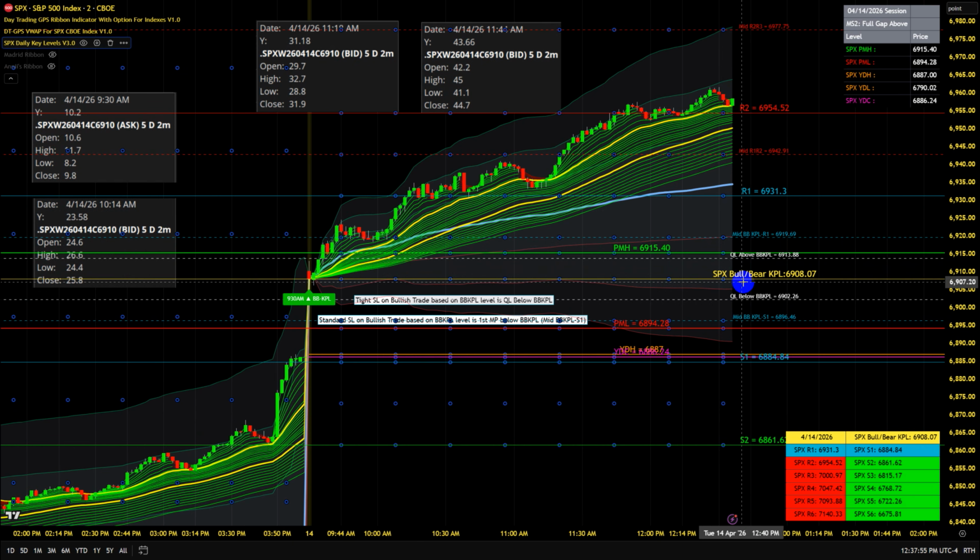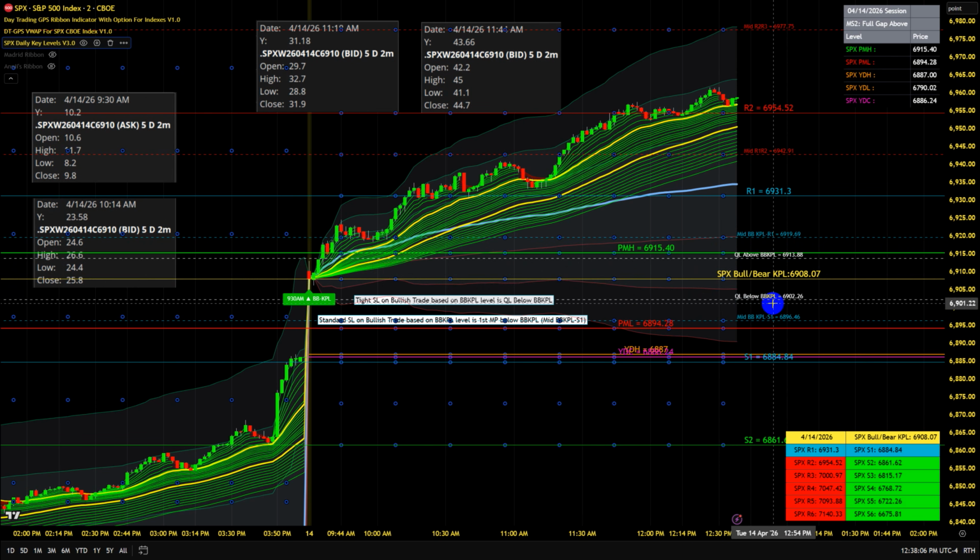On a bullish trade from the bull bear key price level, the tight stop loss, if you prefer using tight stop losses, is going to be the QL below the level we're basing the trade off of, in this case BBKPL. So that's QL below BBKPL. If you use a standard stop loss, it's the first midpoint below the level you're basing the bullish trade from, in this case mid BBKPL S1.